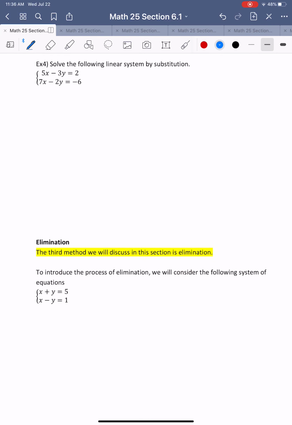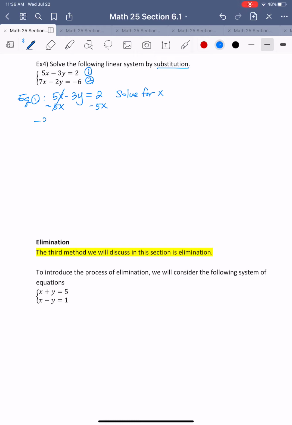Example 4. Solve the following linear system by substitution. So this time, no matter what you choose, we're going to have fractions, okay? So we have to deal with it because we have to use substitution. I think I want to use equation 1 again because that number looks smaller. It doesn't really matter, okay? So 4x minus 3y equal to 2. And this time, do you want me to solve for y? Okay, I can do that. You don't have to, you can solve for x. X is positive, but I want to show you another way.